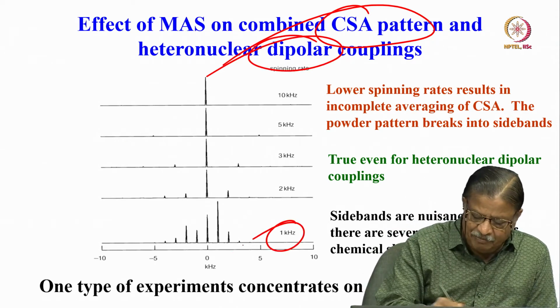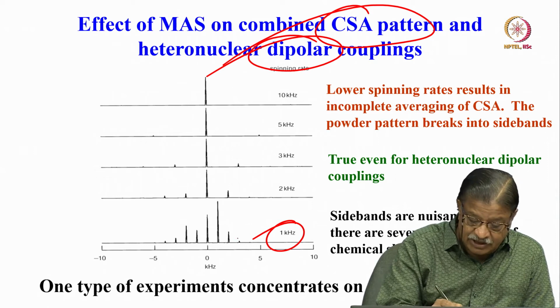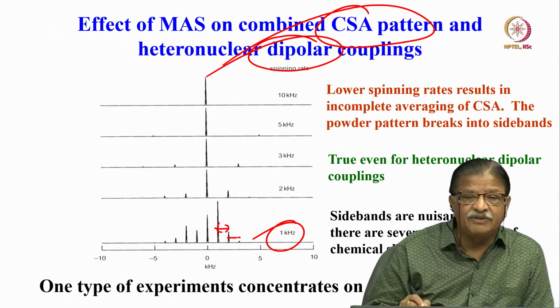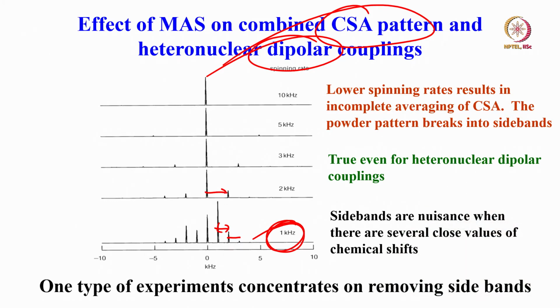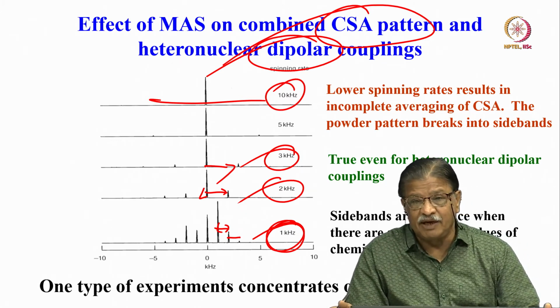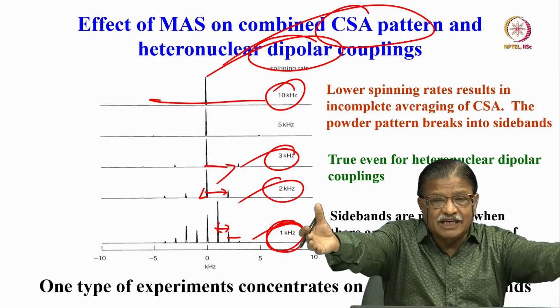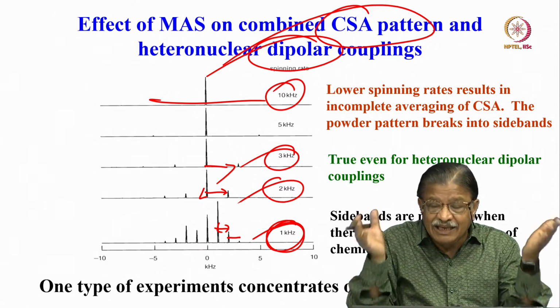This is where the sample is spun at 1 kilohertz. You see a lot of sidebands here. The separation of the sidebands corresponds to the spinning frequency, which is 1 kilohertz. Here the separation is 2 kilohertz, which corresponds to the spinning frequency. This separation is 3 kilohertz, this is the spinning frequency. Like that, you come to 10 kilohertz, and you do not have any spinning sidebands at all. So what does it mean? As you increase the spinning speed, when the spinning speed goes beyond the CSA or heteronuclear dipolar coupling, then you will not get any sidebands.